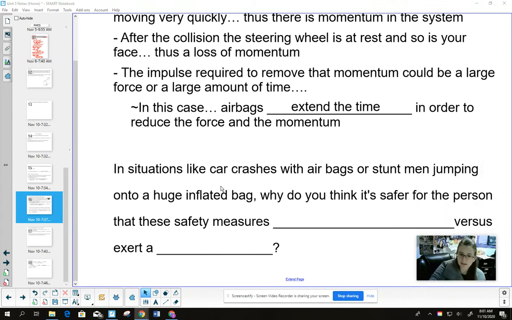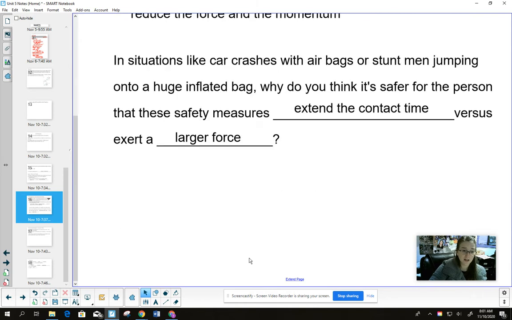So just to summarize this, we said a couple things here, but I want you to write a sentence just to think about this. In situations like car crashes with airbags, or I'm sure you guys have seen stuntmen jumping into those huge inflated bags, basically huge inflated beds that they can jump into to jump off buildings. Why do you think it's safer that the purpose of these safety measures is to extend the contact time versus exerting a larger force on the person?